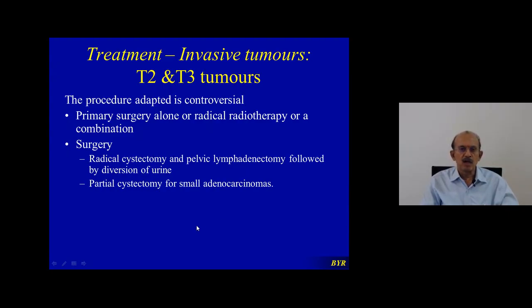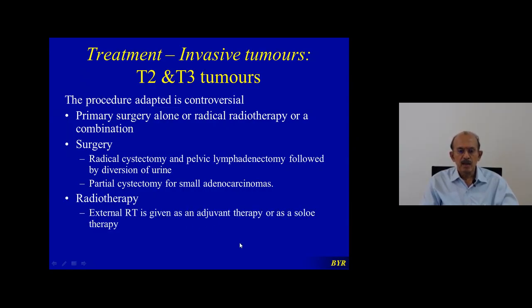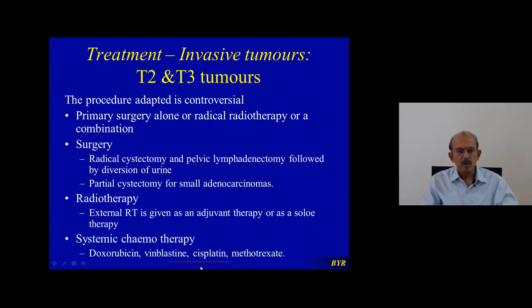For small adenocarcinomas, you can do partial cystectomy. From the urachal remnants, sometimes in the dome of the bladder, there can be adenocarcinomas. Radiotherapy: external radiotherapy is given as an adjuvant therapy or as a sole therapy. Systemic chemotherapy: doxorubicin, vinblastine, cisplatin, methotrexate. These are the drugs that are administered for systemic chemotherapy.